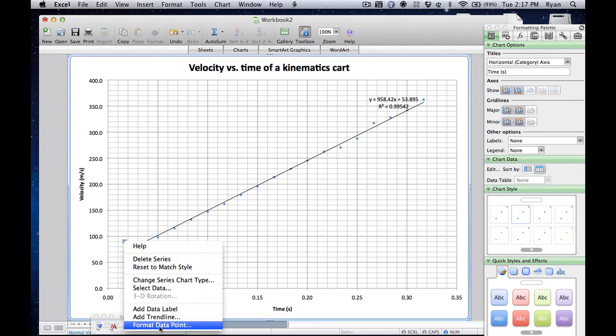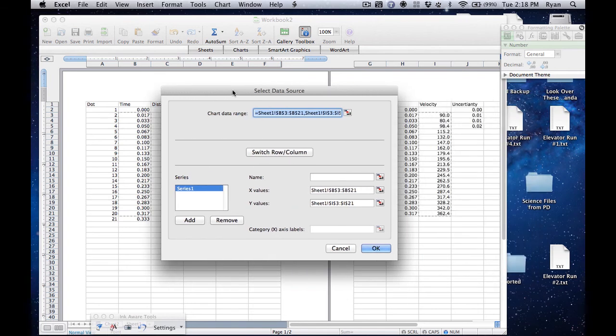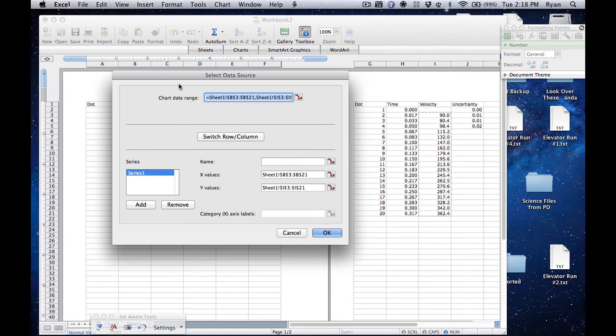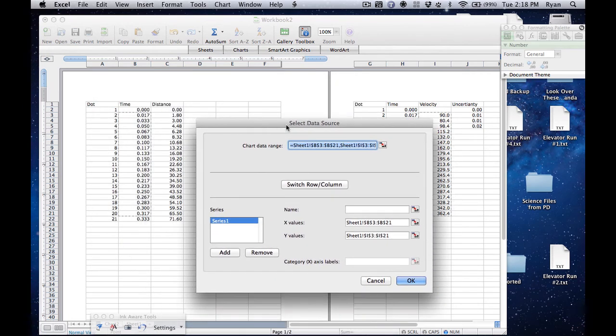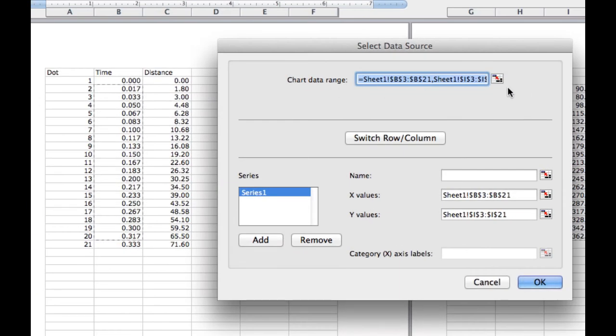The way we can do that is through select data. If I click on the data and right click, I get this option to select data. When I select data, it brings me back to looking at the values here. This is the data source dialog, and this tells me what the data range is for my chart. It also shows me the series. Each series is a different set of dots on my graph. If I had, for example, 3 trials, each one would be a different series.